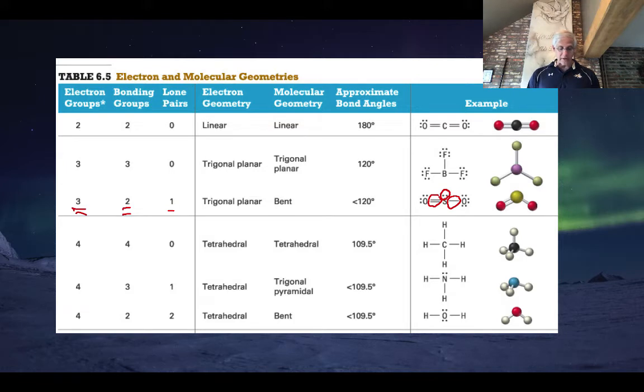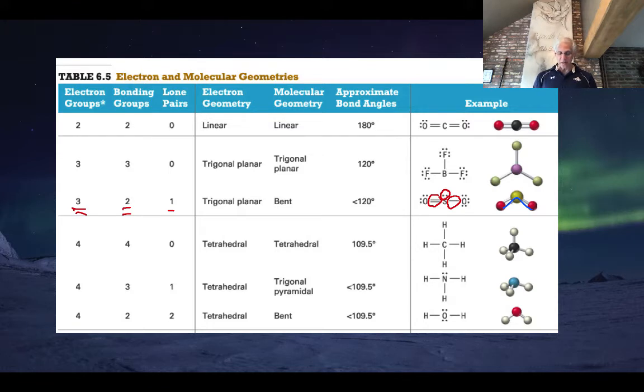So our electron geometry, the geometry formed by all the different electron groups, whether they're bonds or lone pairs, all those electron groups will arrange themselves in a trigonal planar arrangement, so basically something like a triangle. However, when we're naming the molecular geometry, we only name it based on where the bonds are. And when we look at where the bonds are in the molecule, you can see we just have something that looks like that. And so we call that structure bent. It is a bent structure.